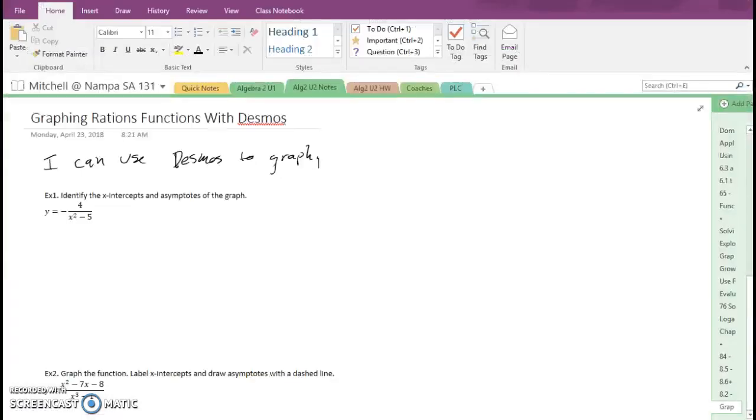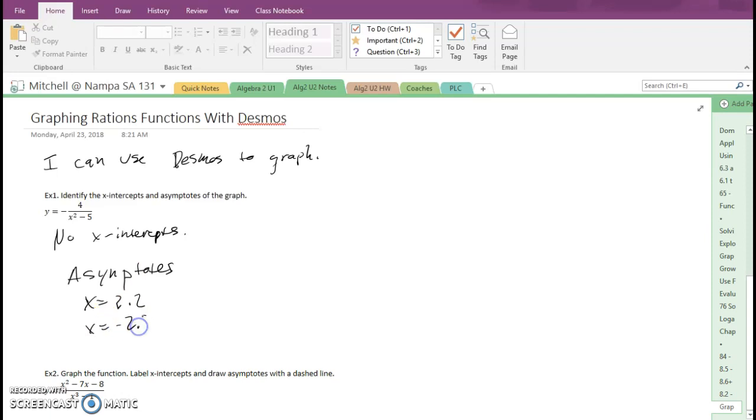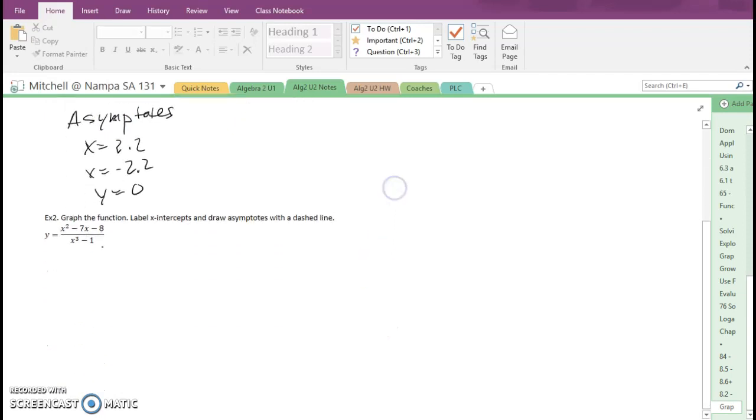So then on your assignment, you're going to go back and you're going to say no x-intercepts, and then you're going to have asymptotes. We had 3 of them. So we had x equals 2.2 was 1, and my pen's having some hard times here. x equals negative 2.2, and y equals 0. And if you would like to show that and sketch this graph out here, that's fine, but it doesn't actually ask to graph. Example 2 asks us to graph, and then we're going to label these.